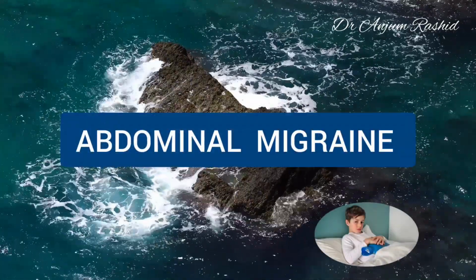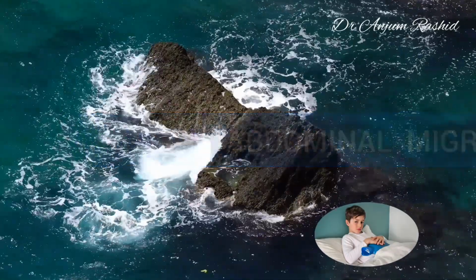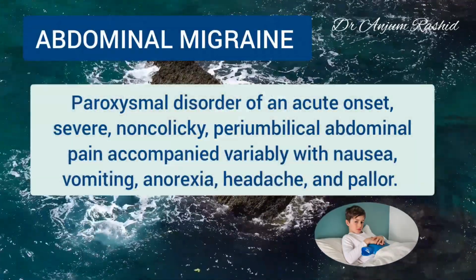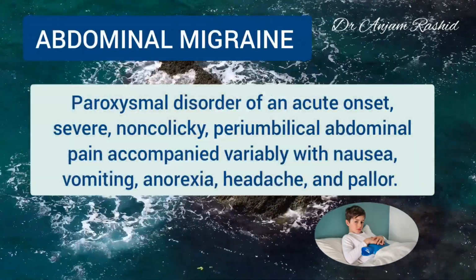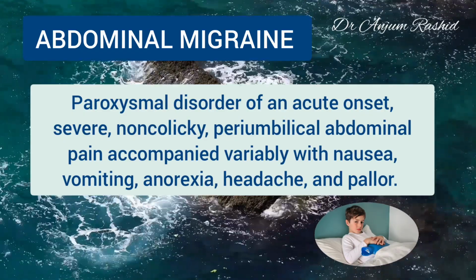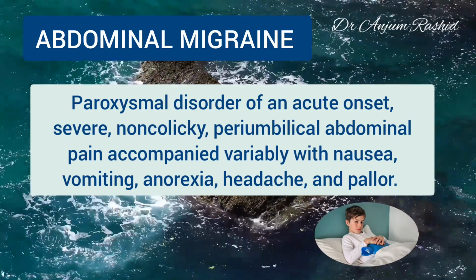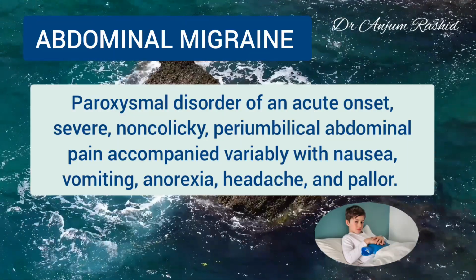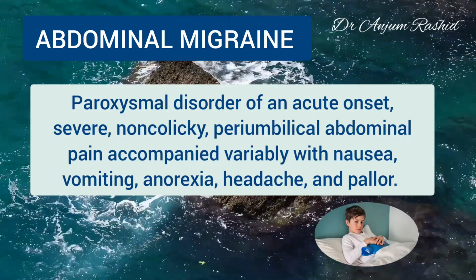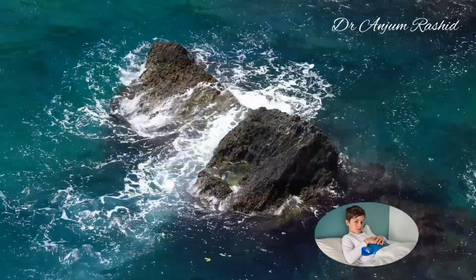This video is about abdominal migraine. Abdominal migraine is described as a paroxysmal disorder of acute onset. It is a severe, non-colicky periumbilical abdominal pain which is accompanied variably with nausea, vomiting, anorexia, headache and pallor.